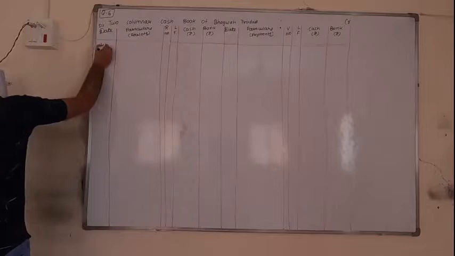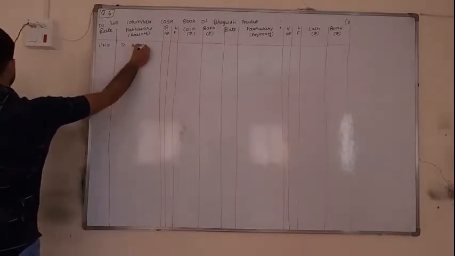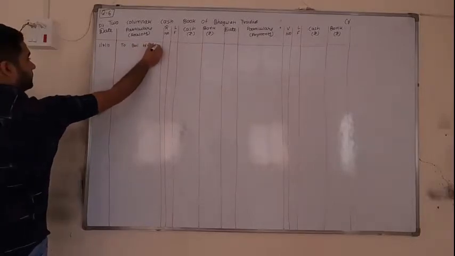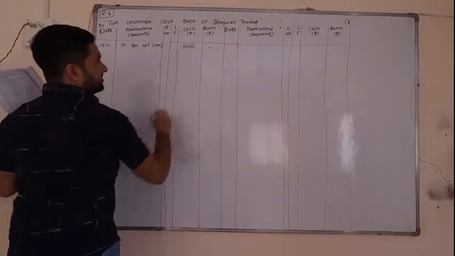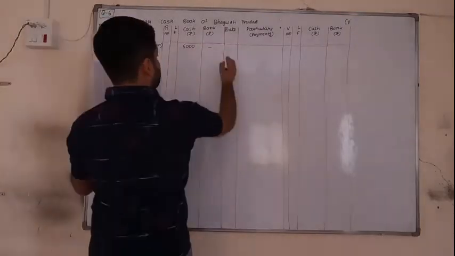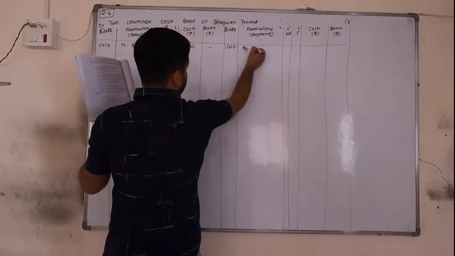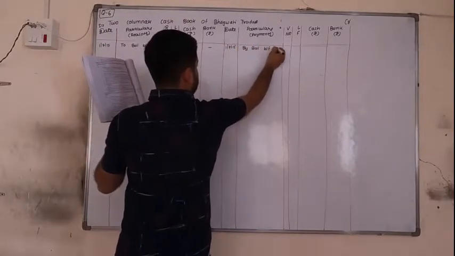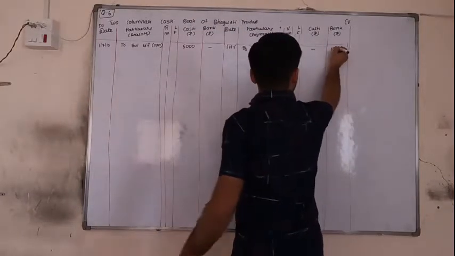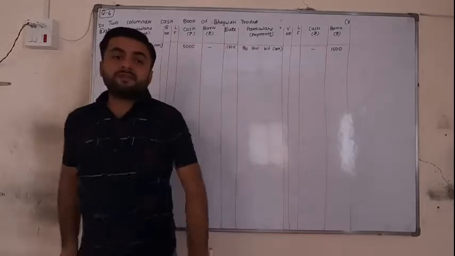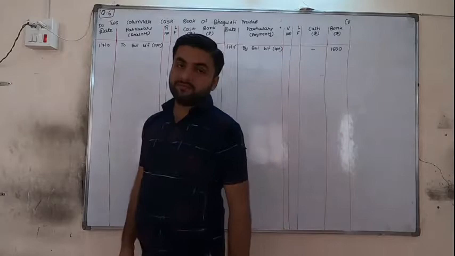So on 1st July, balance brought forward, opening balance for cash 5000 and dash in the bank, because bank is having overdraft. So again by balance brought forward, again write opening. Now cash is always debit and bank we have 1500. See how your answers will be checked. Don't think that if your last answer is wrong, then the whole sum will be wrong.